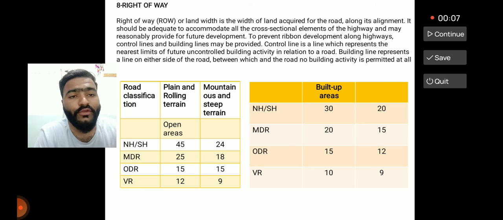So what about the built up areas? Built up areas have 30 meters for NH and 20 meters for mountainous and steep terrain. MDR has 20 meters, then 15 meters for mountainous and steep. ODR has 15, then 12, and the last one, VR, has 10 meters and 9 meters for mountainous and steep terrains.